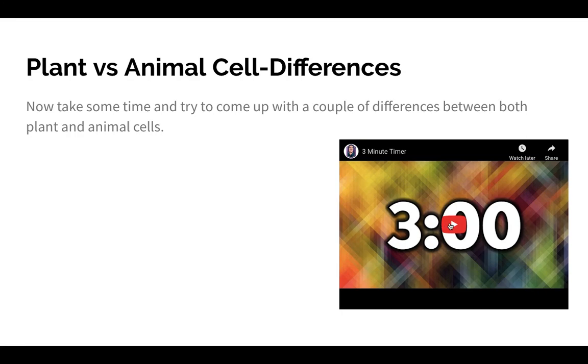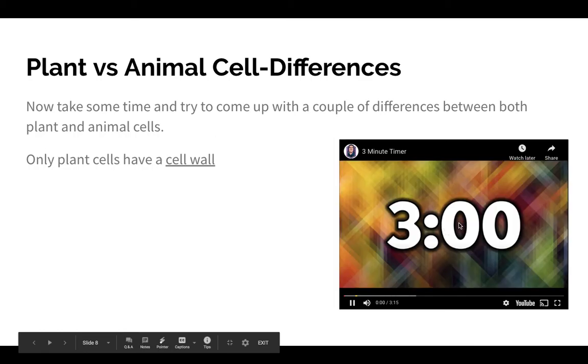If you need more time, pause it when we're done, or if you finish early, you can go ahead and fast forward. And there's another spoiler. Only plant cells have a cell wall.